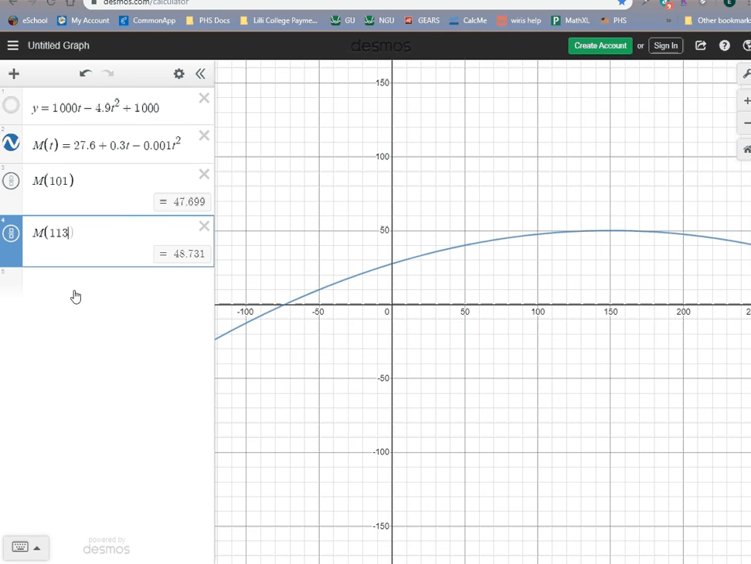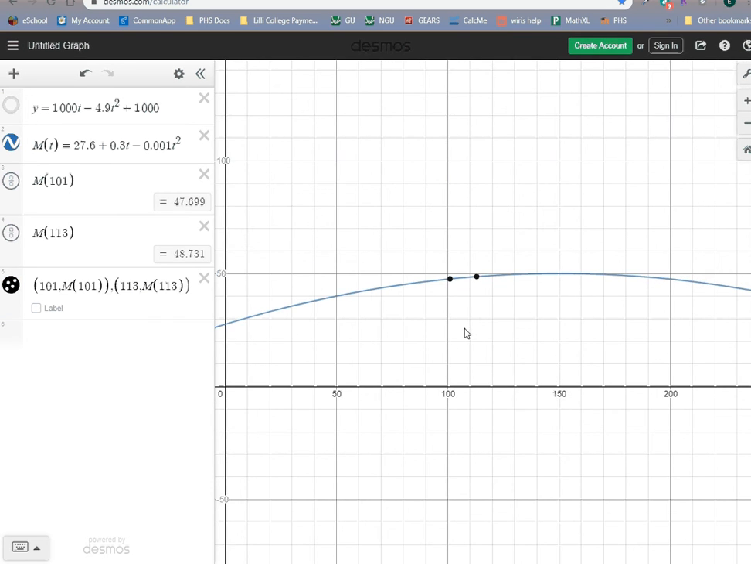Now, if I want to, I can see these points on here too. This is kind of cool. Watch this little trick on Desmos. I can make some ordered pairs. I could do something like 101, comma M of 101, and it gives me a point. And if I put a comma there, I can put multiple points. Okay? And so that's the part we want to kind of focus on right there, right?